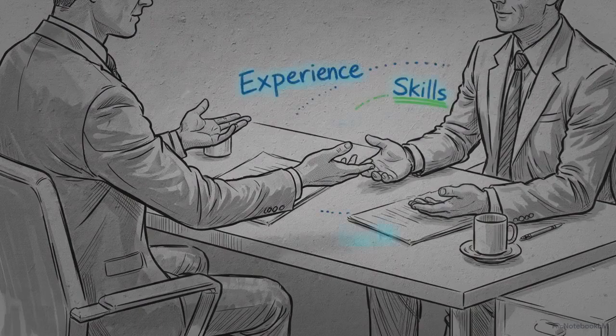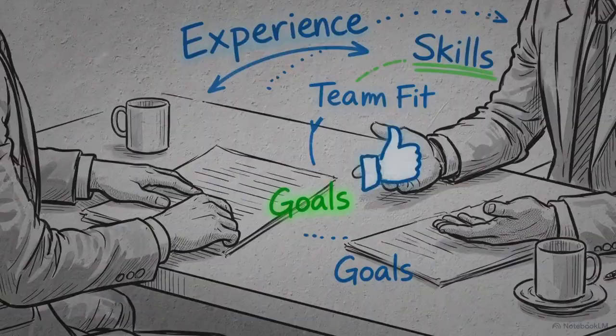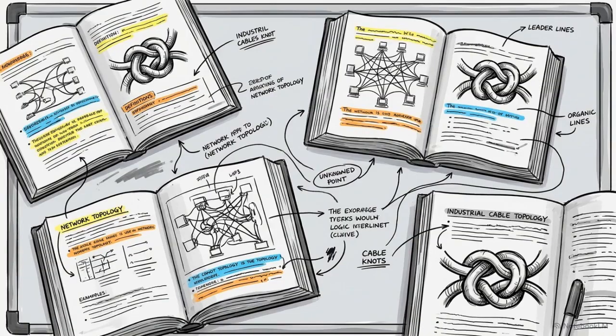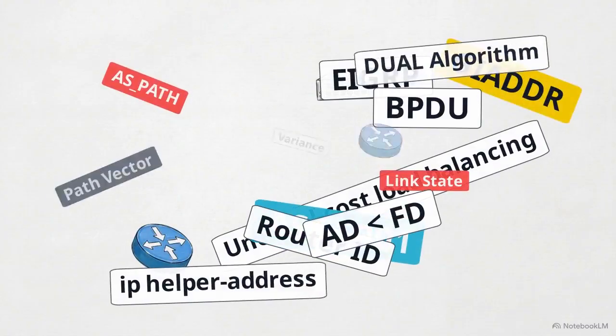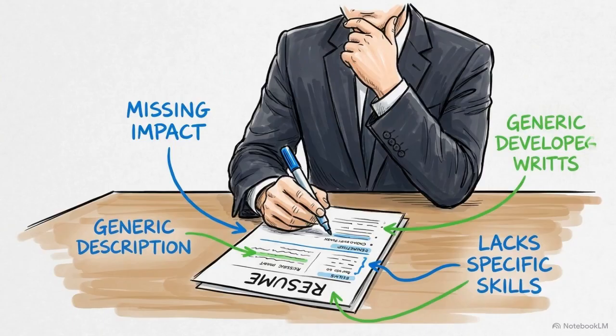For a CCNP level role, technical expertise is your entry ticket, but your communication structure is what actually secures the offer. Many candidates spend hundreds of hours memorizing isolated definitions, assuming that simply knowing the theory is enough to pass. But without a plan for delivery, that knowledge often comes out as a rambling, jargon-heavy answer that fails to make an impact on the hiring manager.